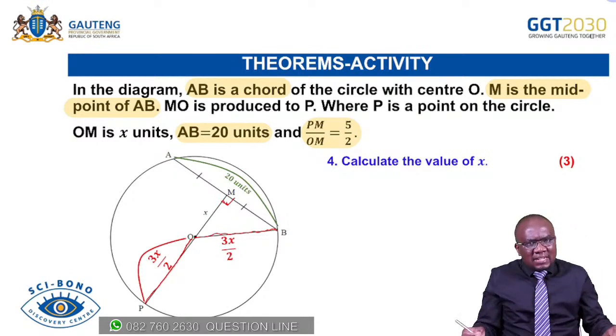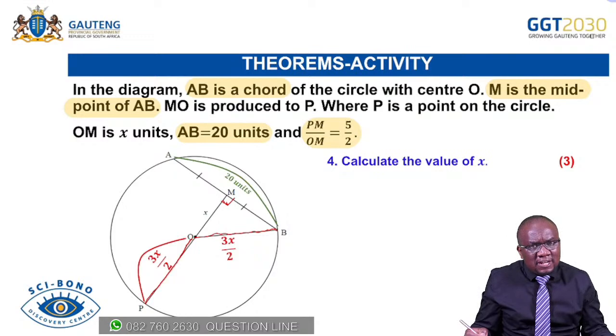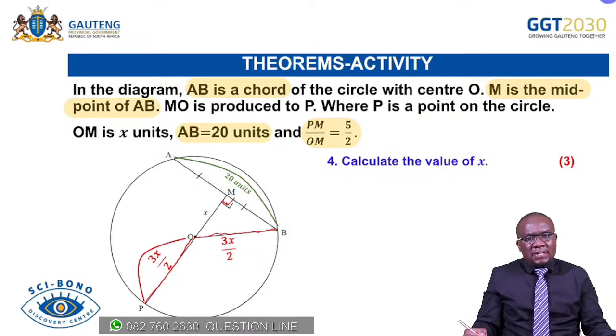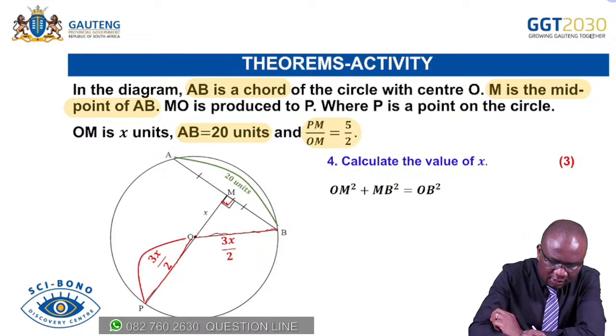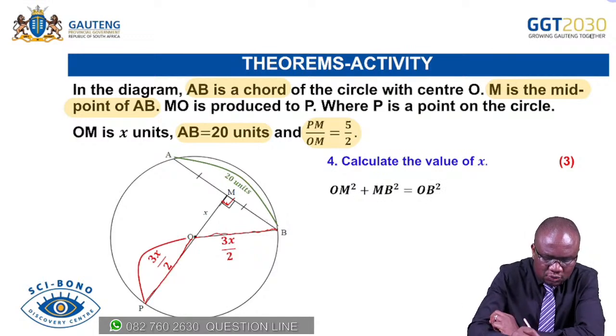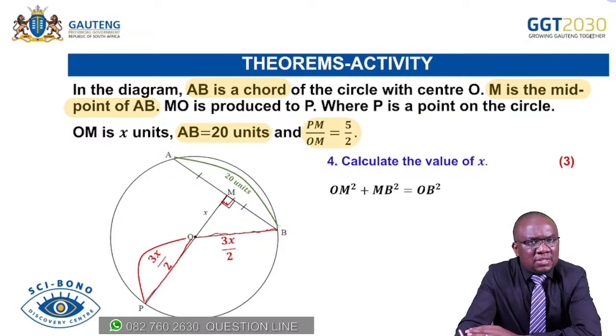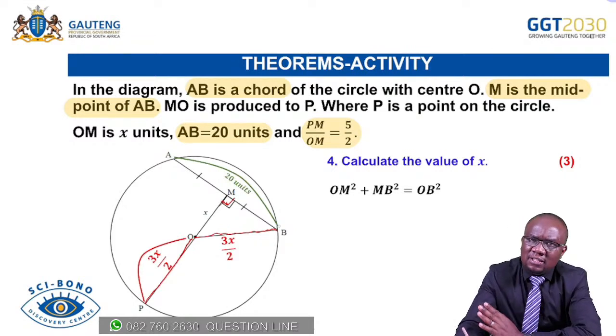OMP is a right angle triangle. And which theorem is associated with a right angle triangle? The Pythagoras theorem. So now we can say that OM squared plus MP squared is equal to OP squared. Once you've done that, then you're fine.